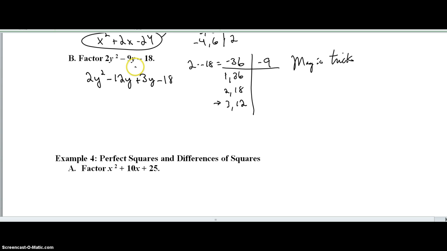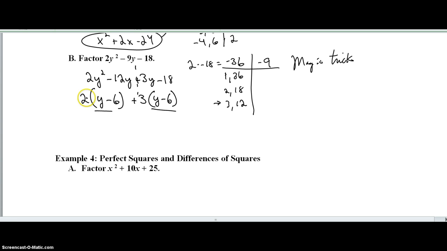Now, by grouping. So I can factor out a 2y from these. When I factor out the 2y, I'm going to look at the right side of the equation. I can factor out a 3 from each of these, a positive 3, and I'm left with y minus 6. So hey, look at that. I have the same terms here, which is the goal of factoring by grouping.